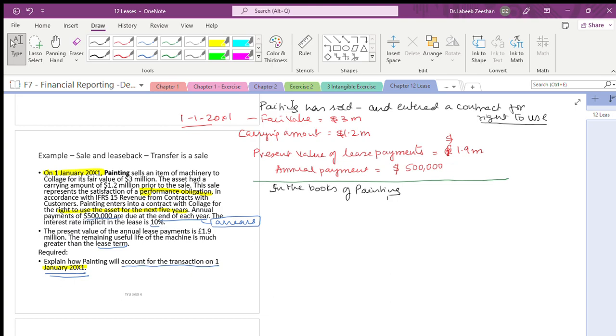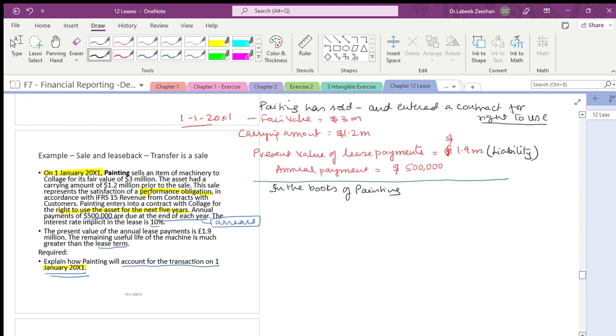Is it right? In the books of painting, how much is the present value of lease payments? Present value of lease payments of 1.9 is a liability. It is a liability as such.